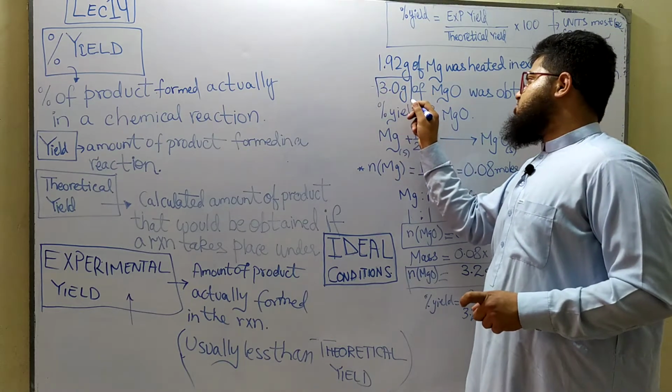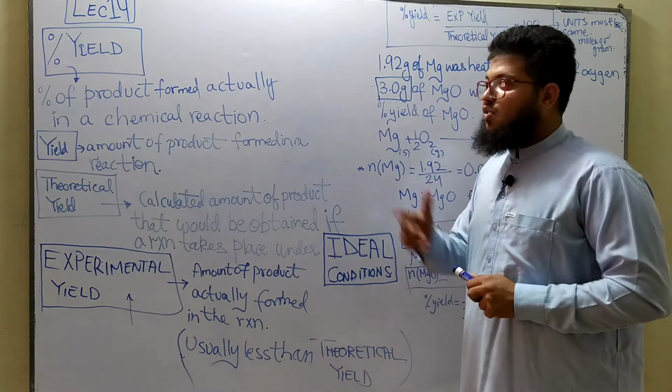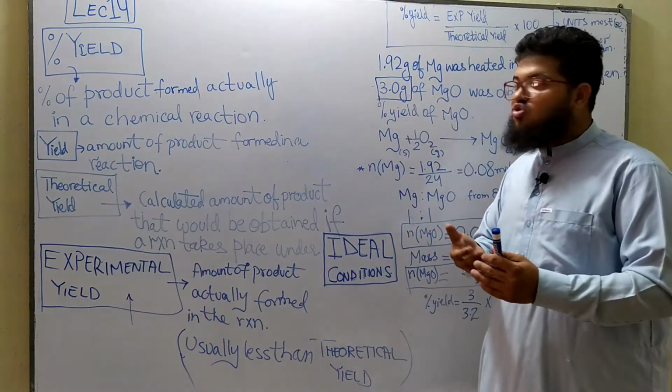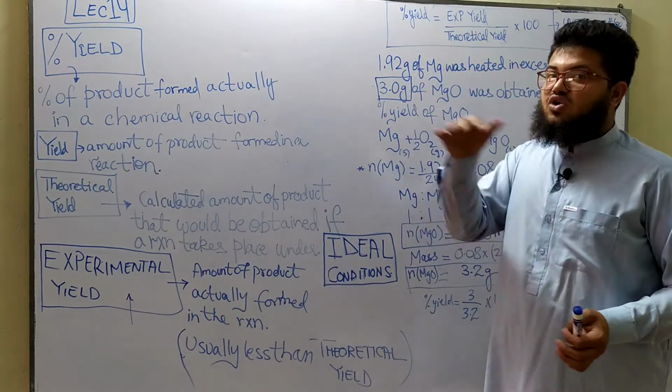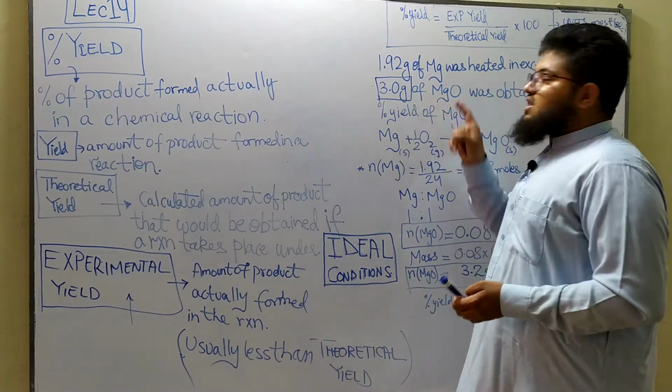This is the product that is obtained in this reaction. So can I call it the yield of the reaction? Yes, I can. And what type? The experimental yield, because this is what the examiner is telling you, that this was obtained in that particular experiment. Okay. Calculate the percentage yield of this magnesium oxide.